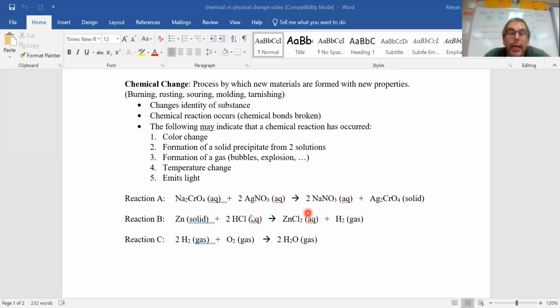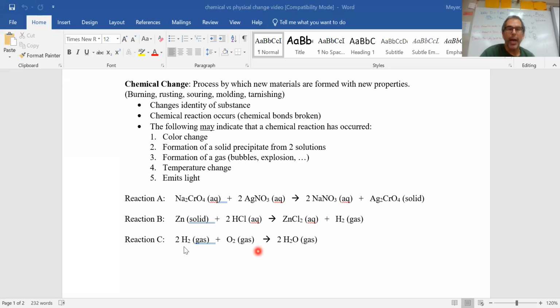So this is another one of the things, formation of a solid precipitate from 2 solutions, which was formed right here. In this next reaction, the zinc combined with the hydrochloric acid, it bubbled. That was an indicator of this hydrogen gas. So formation of a gas would be an example of something that shows maybe there's a chemical reaction. This also got quite a bit warmer.